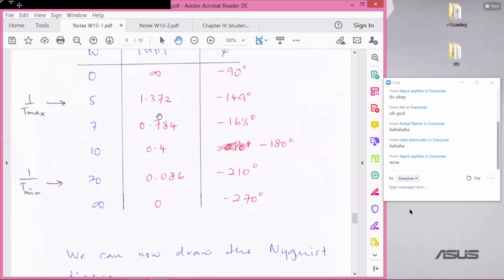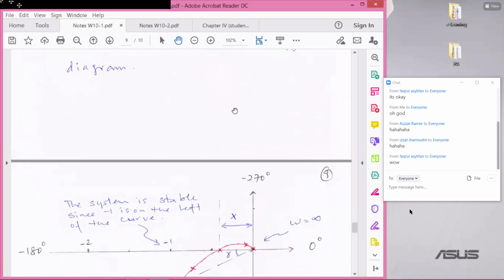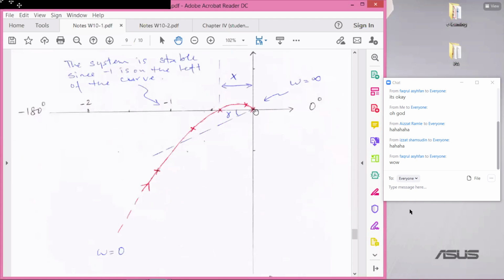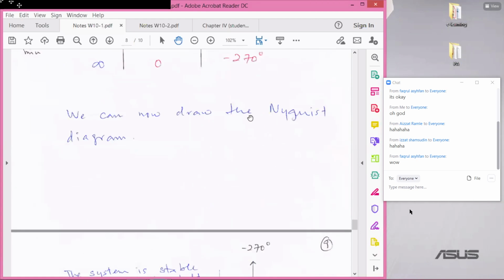A magnitude of 1.37 or 1.4 at an angle of -150. If you have your graph paper ready and this angle of -150, you go clockwise from your right, going down 149 degrees, and then measure 1.4. So that's your first point, and then you transfer all the rest of your points.